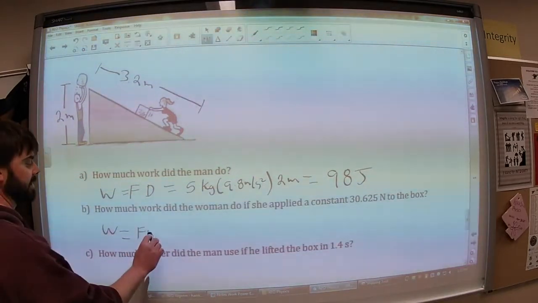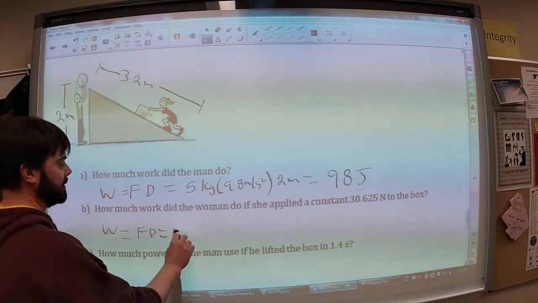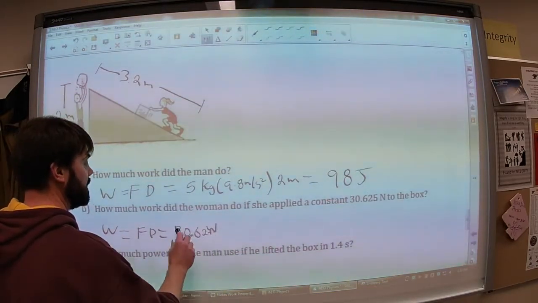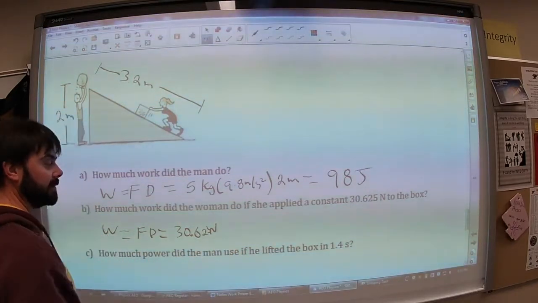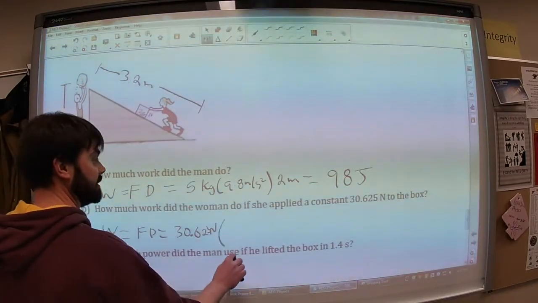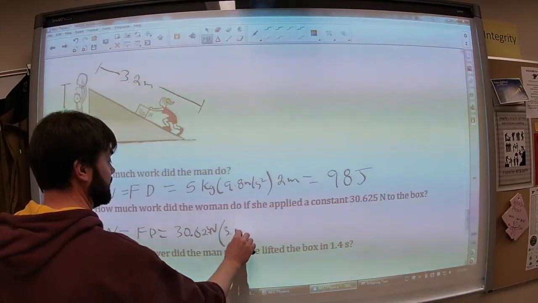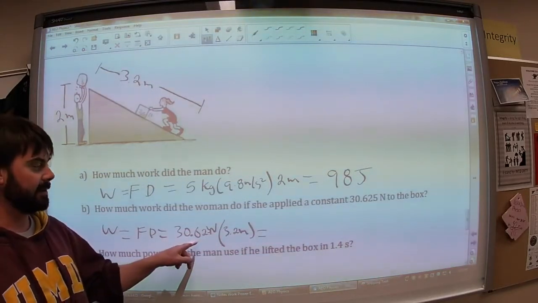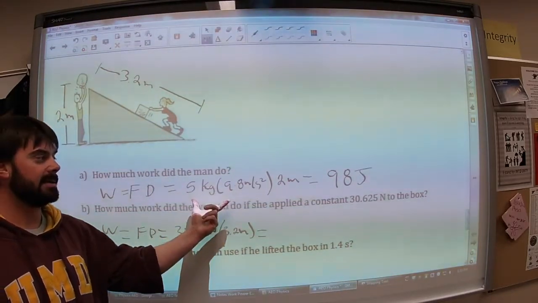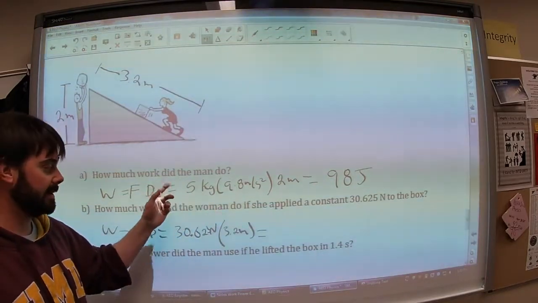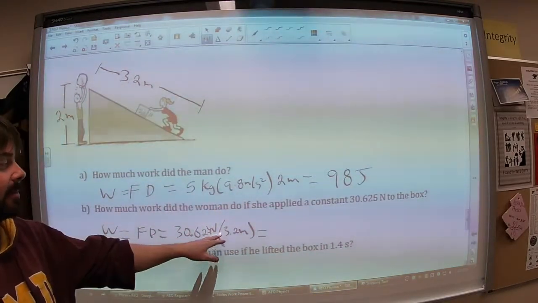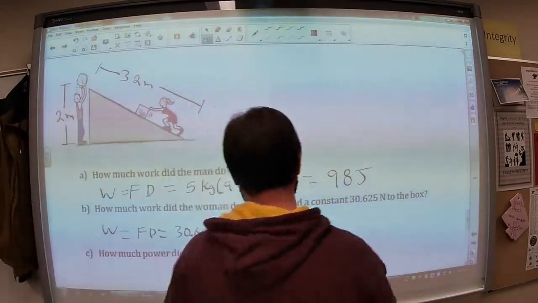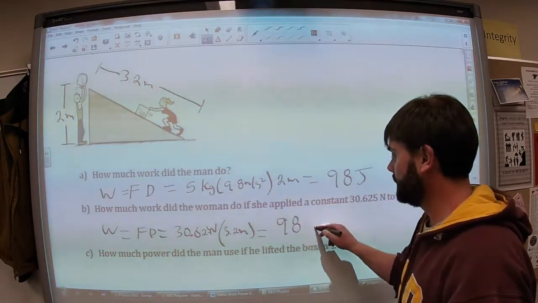Let's see what we got. We got force times distance. They say that the girl has to apply 30.625 newtons to the block, and this is already a force, so we don't have to convert that, and she pushes it a length of 3.2 meters. Now just to point out, this force, 30.625, is less than 5 times 9.8, which will give you approximately 50. So you can see she applies less force, but she's got to apply it over a greater distance. So instead of 2 meters, she's got to apply that force over 3.2 meters. When you multiply these out, you get the exact same amount of work.